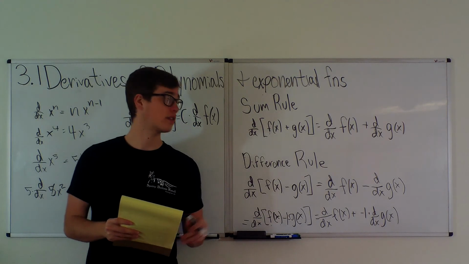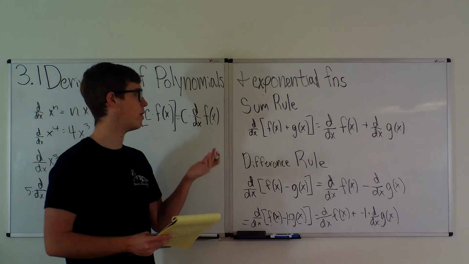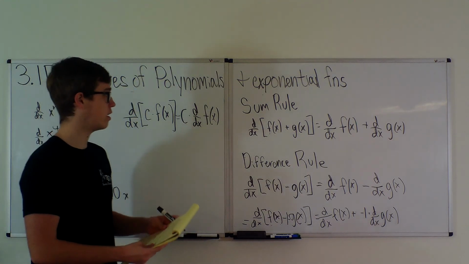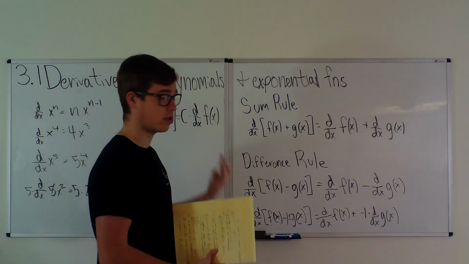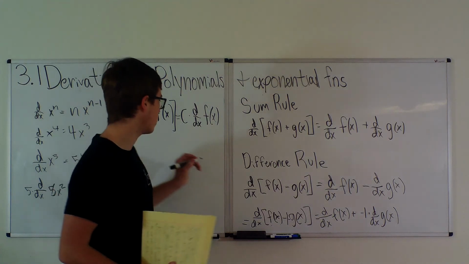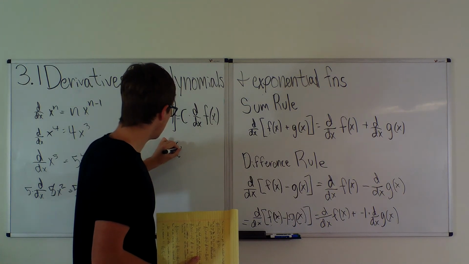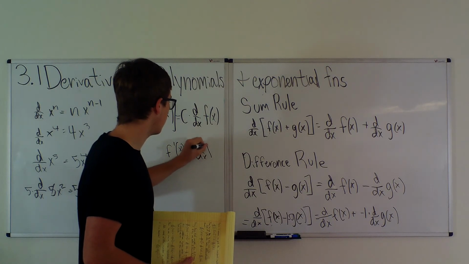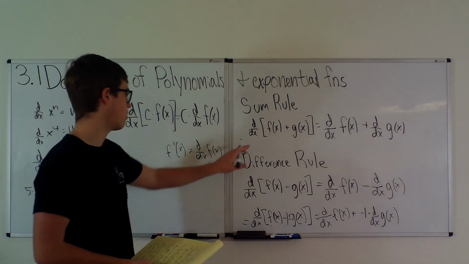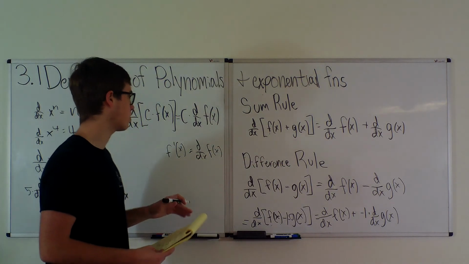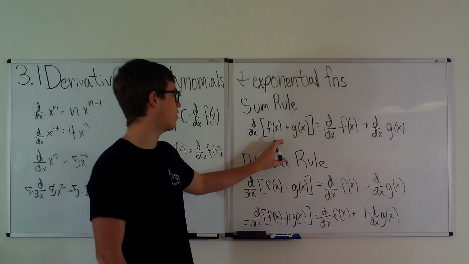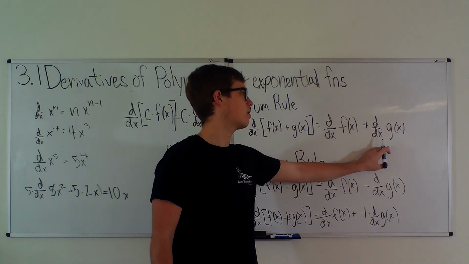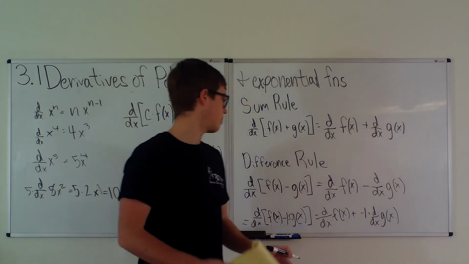Okay, now we go on to the sum and difference rules. For both of these, f of x and g of x have to be differentiable functions. And they state that d dx, which is taking the derivative, sometimes you'll see f prime of x means the derivative, that is equal to d dx of f of x. But for this case, it's easier to write d dx. So d dx of f of x plus g of x is equal to d dx of f of x plus d dx of g of x, right?